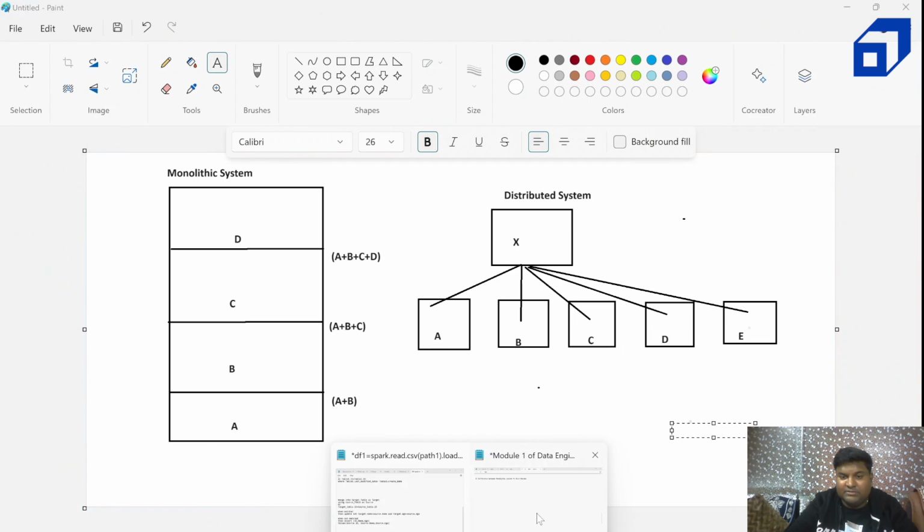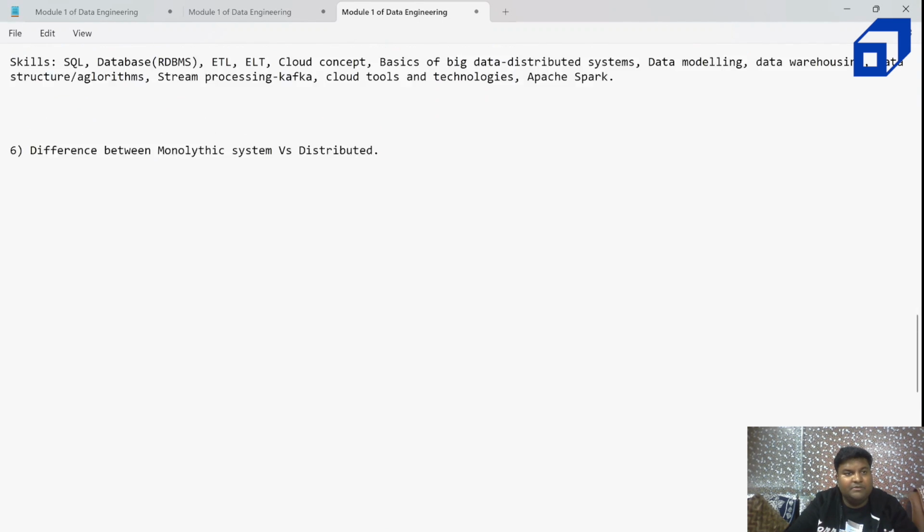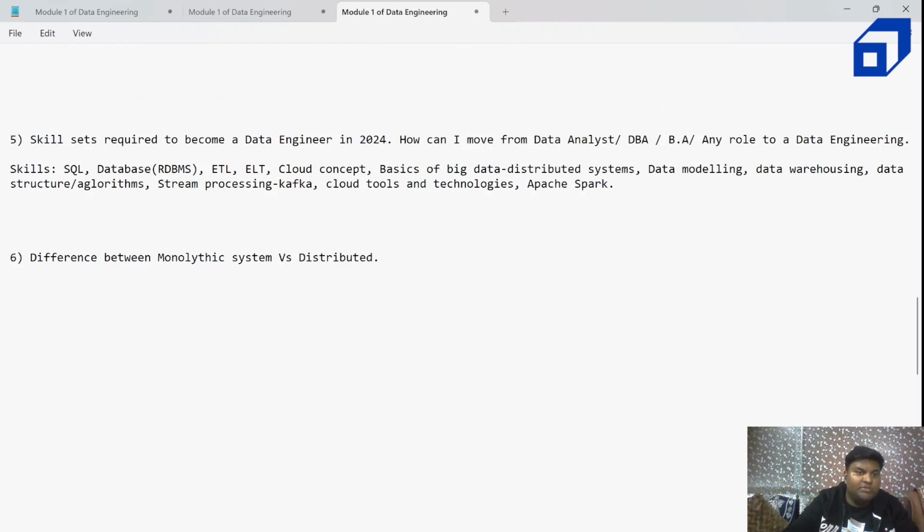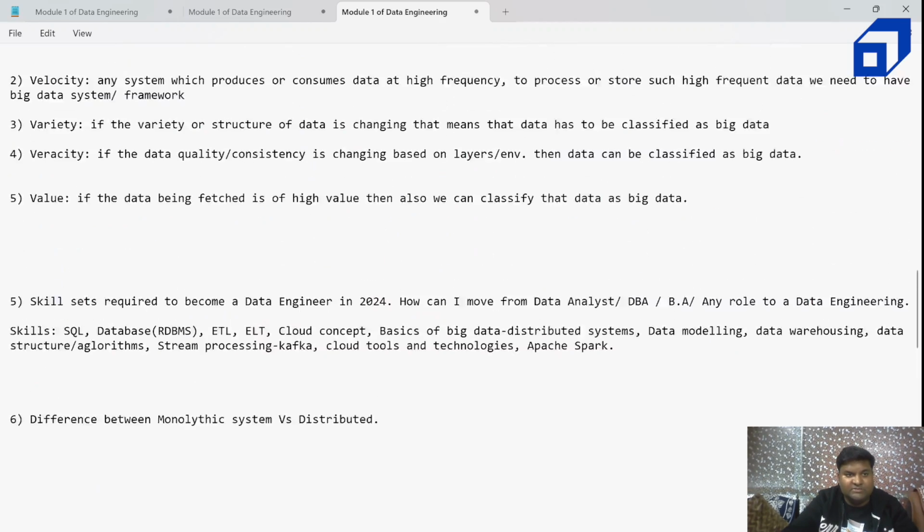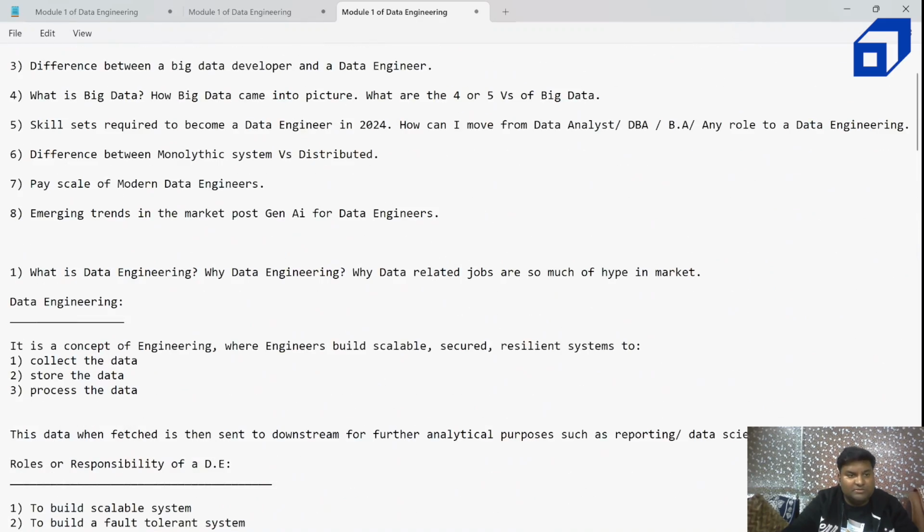Let's go back to the slide which we have prepared. So we have talked about the difference between a monolithic system and a distributed system. Let's go to question number 7, pay scale of modern data engineers.